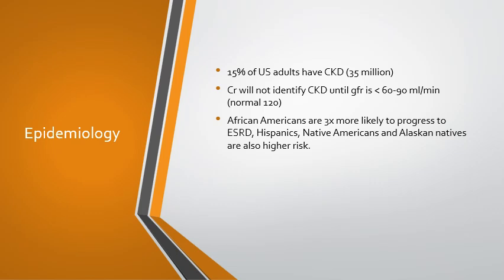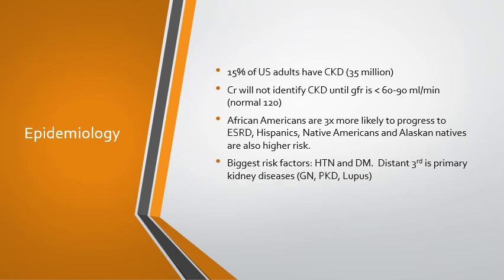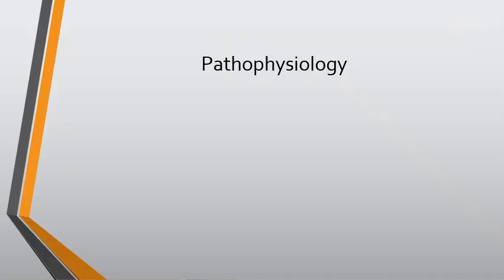Minorities are at higher risk to progress to end-stage renal disease, and that's just due to worse diabetes and hypertension in these groups. The biggest risk factors are hypertension and diabetes, and those are the big ones. So 80% of CKD is probably hypertension, diabetes. And then you get into primary kidney diseases like glomerulonephritis, polycystic kidney disease, lupus, some of these things. And CKD is associated with early death, heart disease, and strokes.